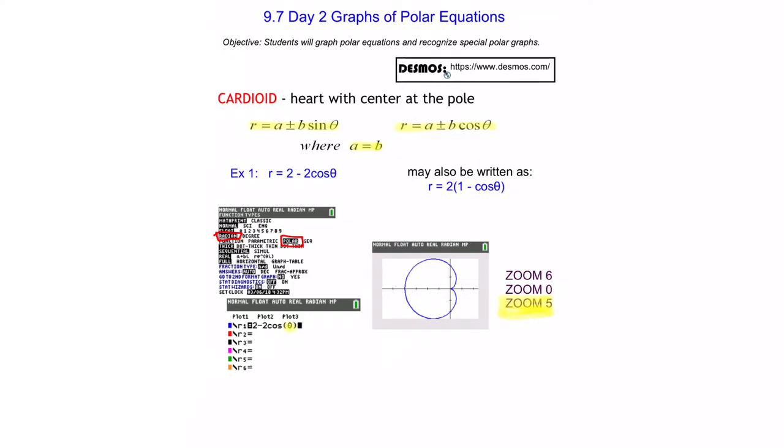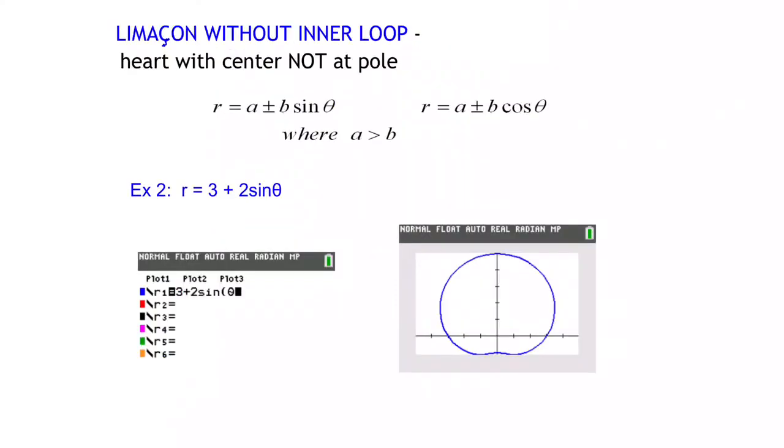So you can see right there what a cardioid looks like. Once again, the center should be at the pole, so you can see right here that it's centered at the pole, and that's what a cardioid looks like. So as long as a is equal to b in those two equations, you will get something similar to this.